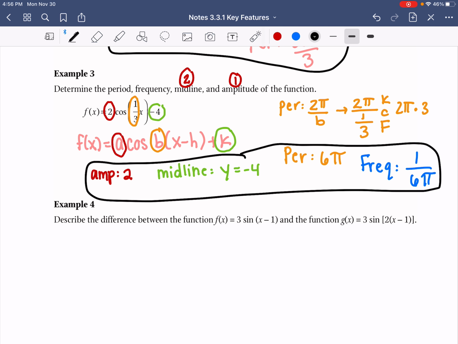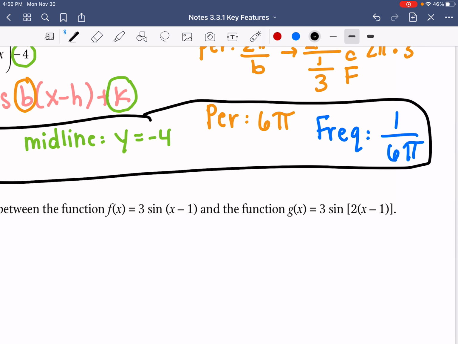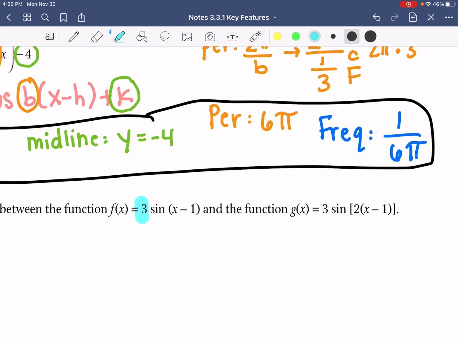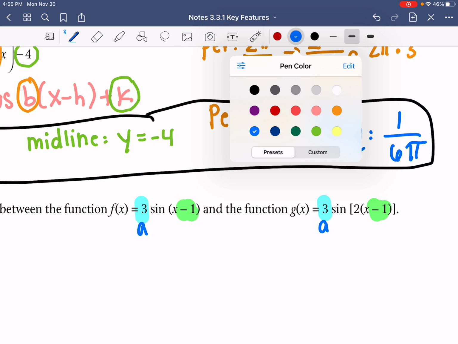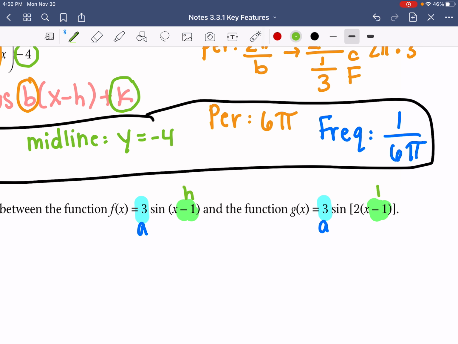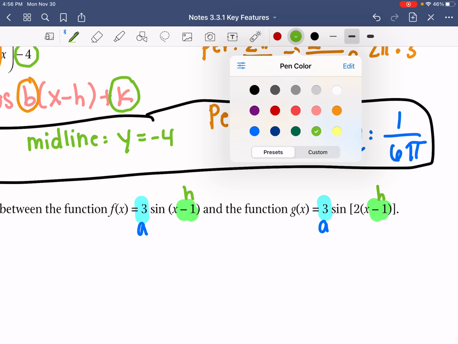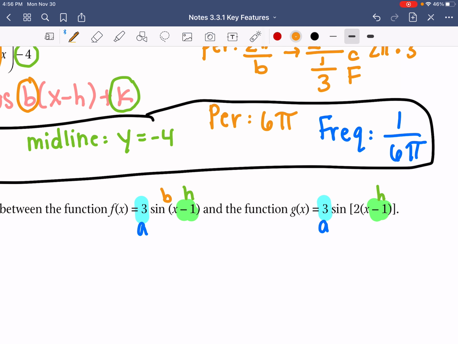All right, last example, number 4 says describe the difference between the function 3 sine (x minus 1) and the function 3 sine (2x minus 1), but with brackets. When I look at my problems, they both have the same a value, the 3. They both have the same h value. So I have the same a, which is the amplitude. They have the same h, which is the horizontal shift, but what they don't have the same is this b value right here.